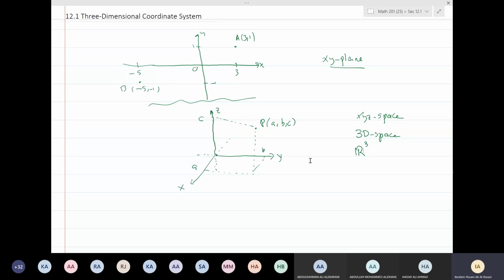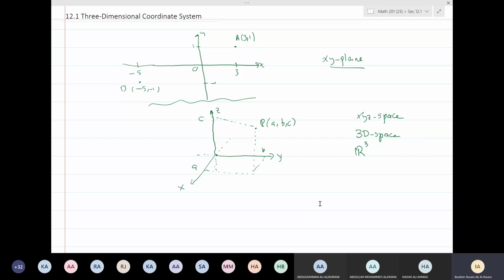Now, in orientation, the x-axis and the y-axis form the xy plane. Here, any 2 axes will form a plane. The x-axis and the y-axis will form the xy plane. We call it the floor. X-axis, z-axis, they form the xz plane. We call it the wall. Y-axis and z-axis form the yz plane, which is also another wall. So you have a floor and two walls.